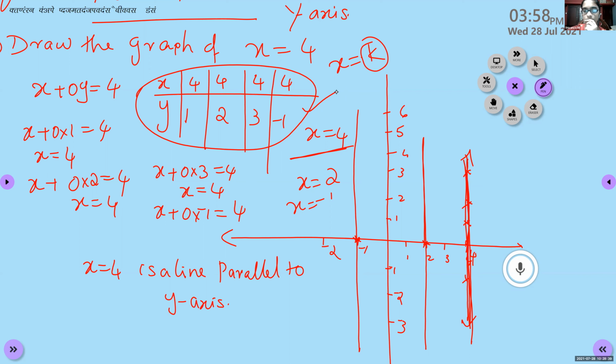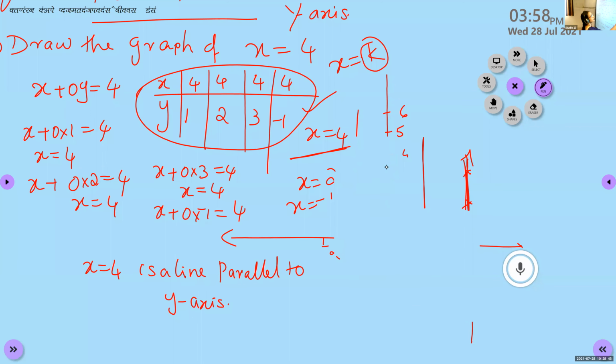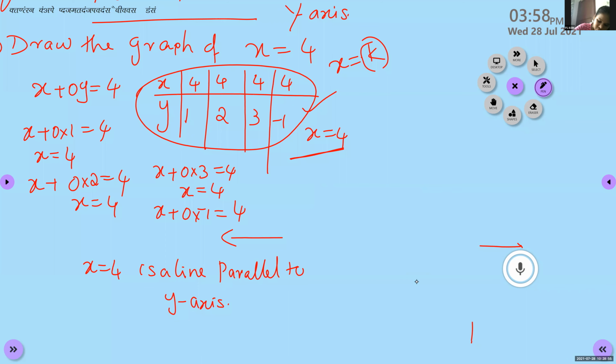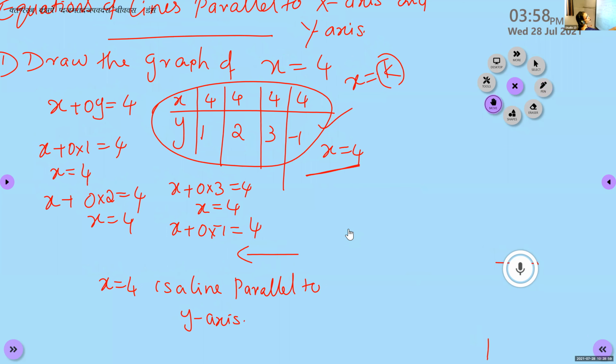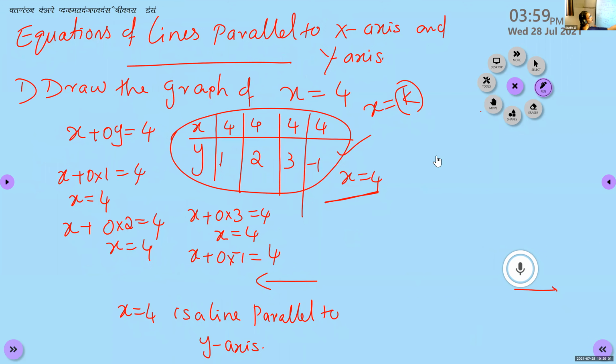We need graph book. Yes, graph book. Take your graph book. Okay. Now, yes, Midhun, what did you ask? Ma'am, if this question comes, we need not draw the table and draw. Directly you can draw. Okay. So take your graph book and write the question: draw the graph of x equal to 4.